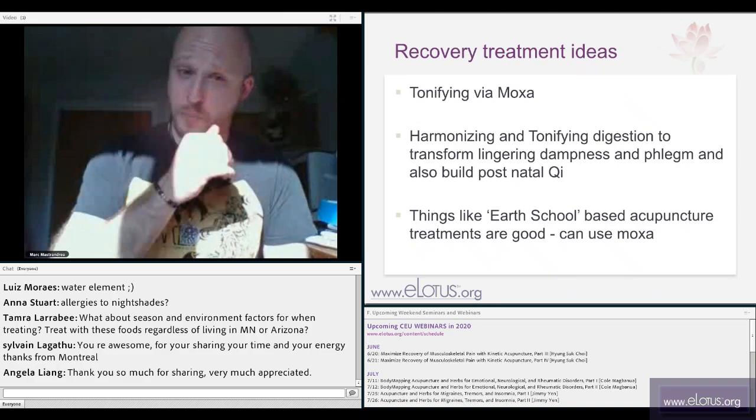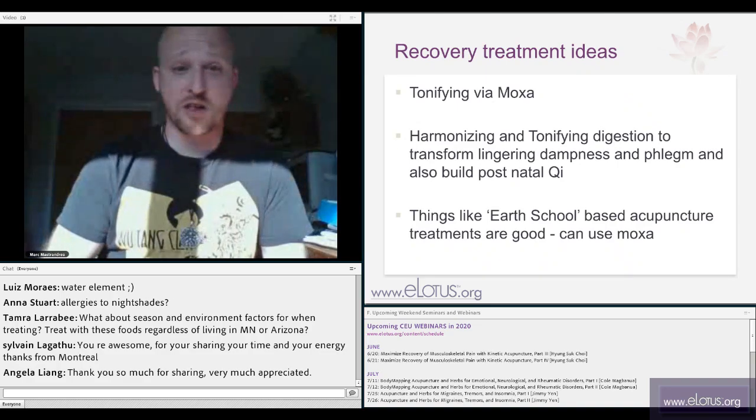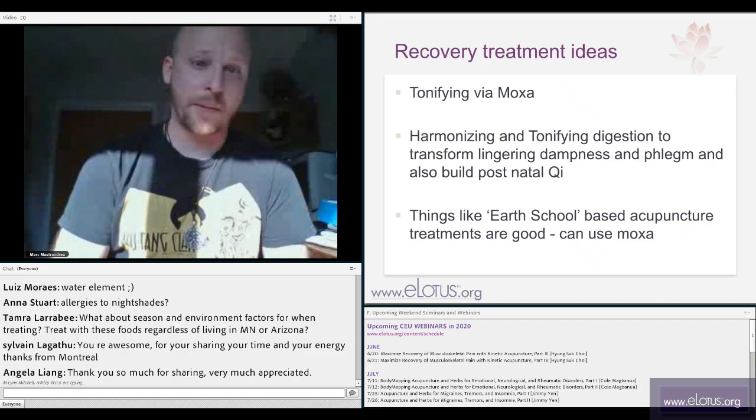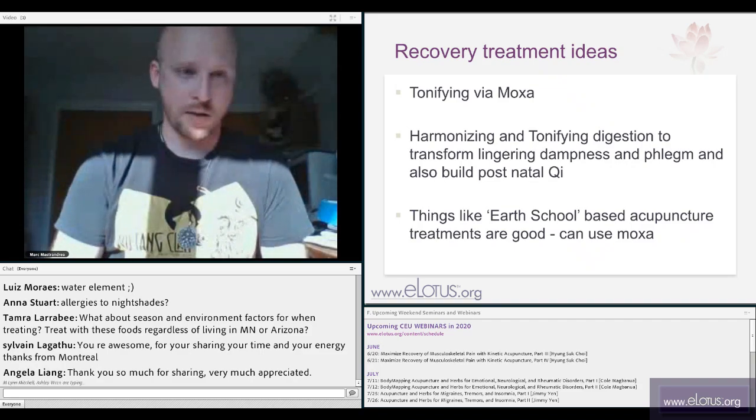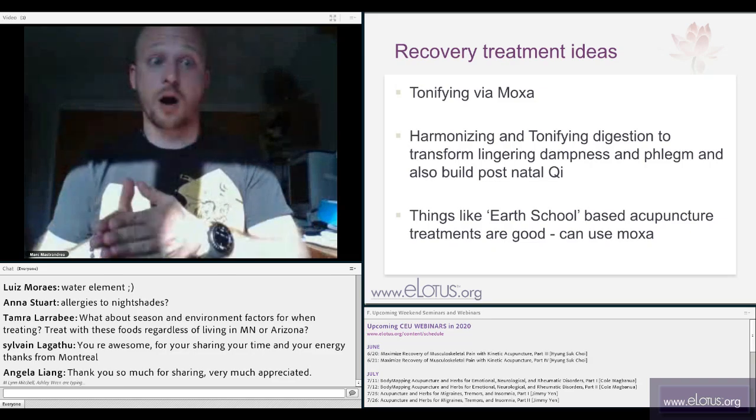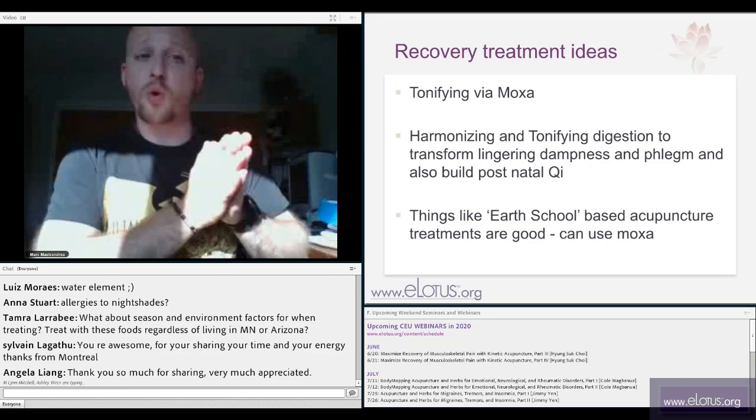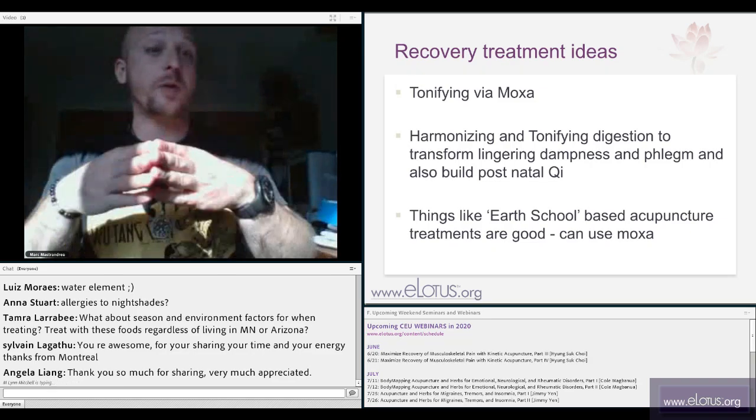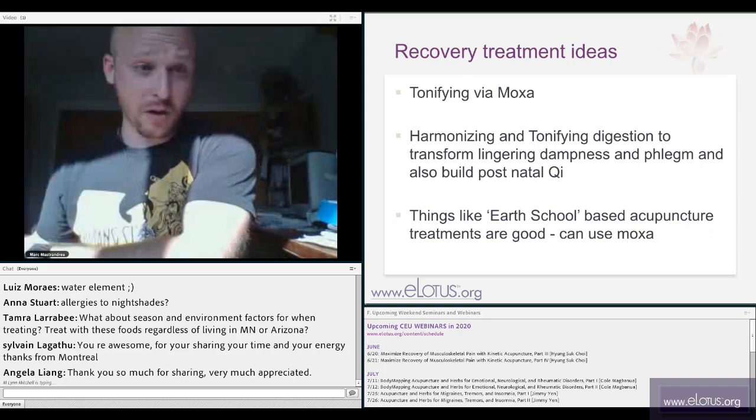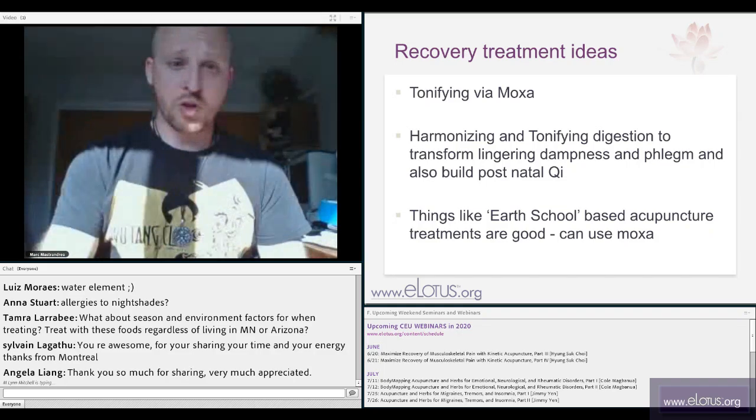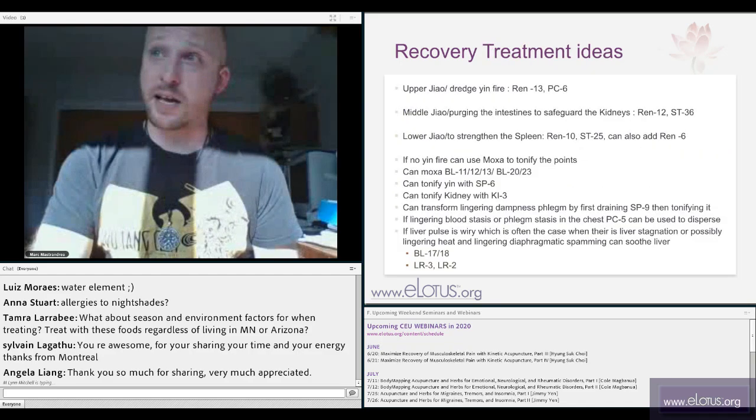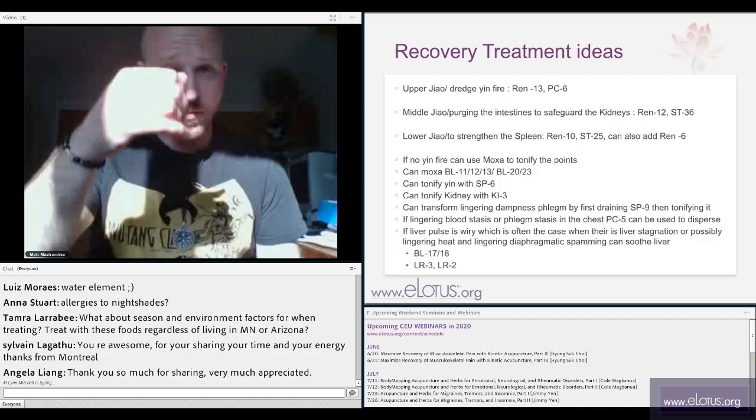Tonifying with moxa, super important. Harmonize and tonify digestion and transform lingering dampness and phlegm. It also builds postnatal qi. Old school treatments are phenomenal for people who are undergoing lingering digestive symptoms that seem to be aggravated by or aggravate other symptoms they're having. So you can use moxa on these points too. I give you some examples here.